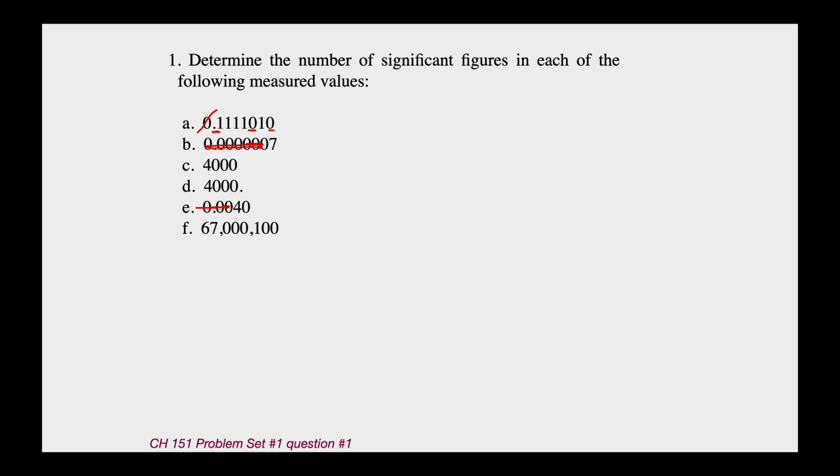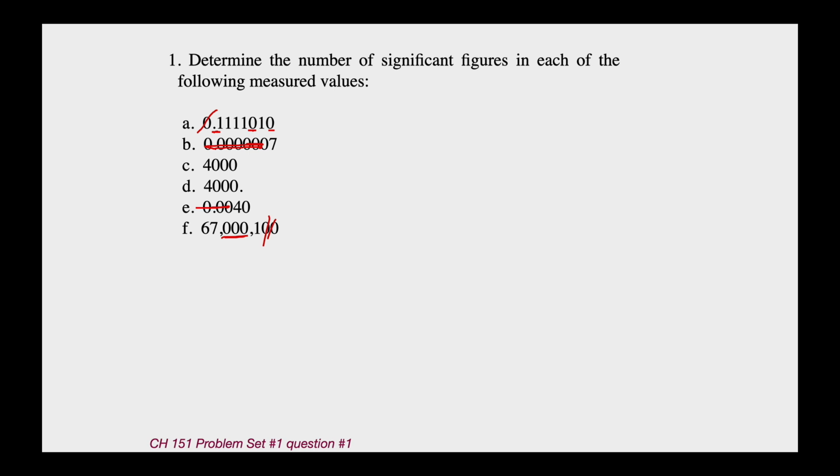Let's go to the last one there for a second. These zeros right here are significant because they're between non-zeros, no problem. However, zeros at the end of a number, yet before the decimal, those are the ones that are hard to say. In Chem 151, we would say that these zeros in F don't count. They're not significant. They're just part of the placeholders telling you where you are on the number line.